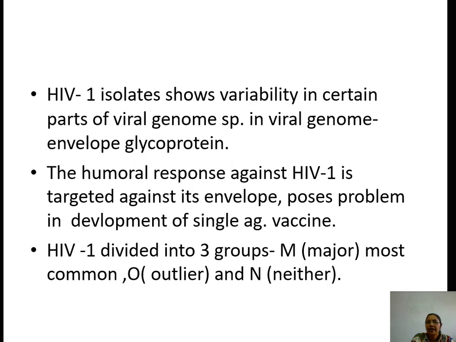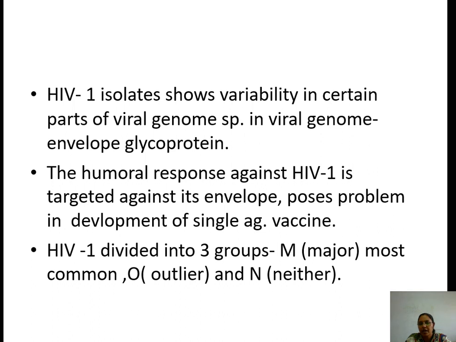Now HIV-1 isolates show variability in certain parts of the viral genome, especially in the envelope glycoprotein. There are two types, HIV-1 and HIV-2, but HIV-1 has different envelope glycoprotein properties. Because of this glycoprotein, there is difficulty in producing a vaccine against HIV. That is the main reason. The humoral response against HIV-1 is targeted against its envelope, which poses a problem in the development of a single antigen vaccine.